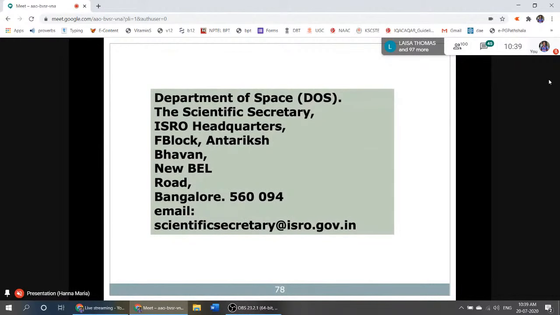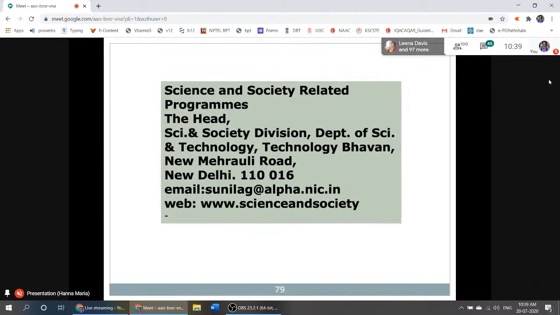Department of Space, we have had several supports from the Department of Space, VSSC, ISRO. I also review ISRO projects quite frequently. Science and society related projects, social scientists can apply at the DST. They have a separate wing on science and society.